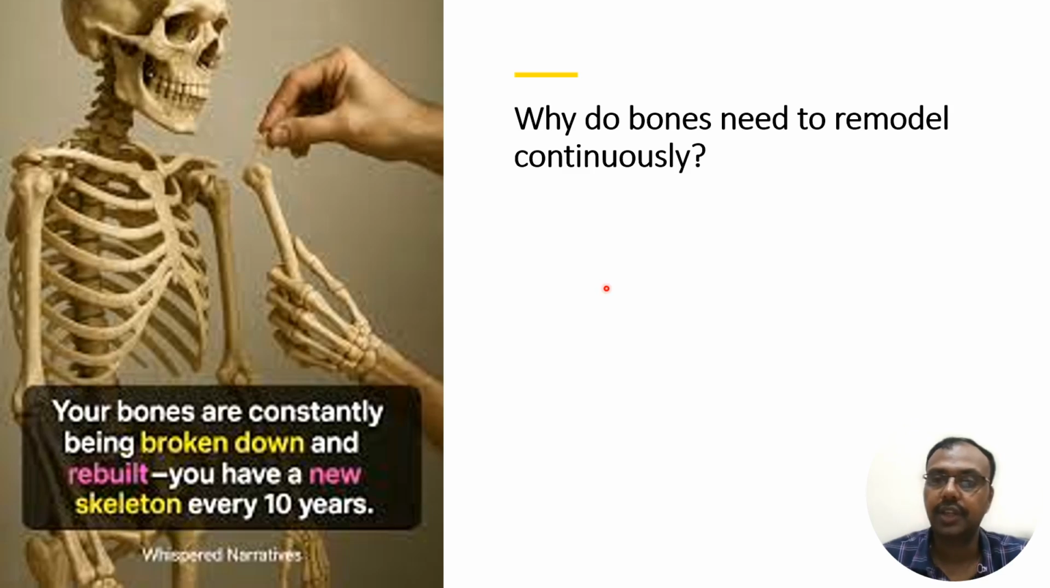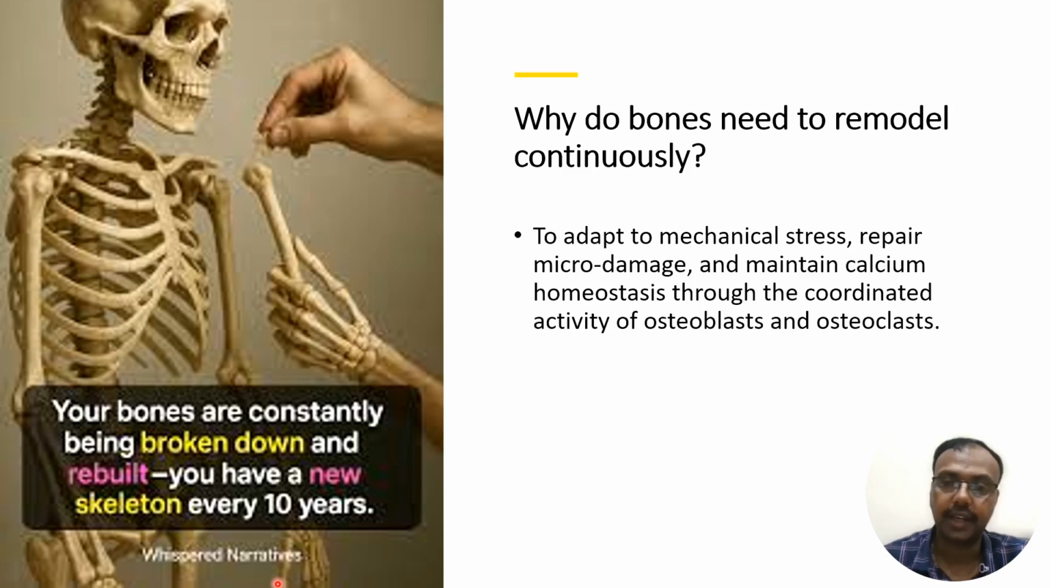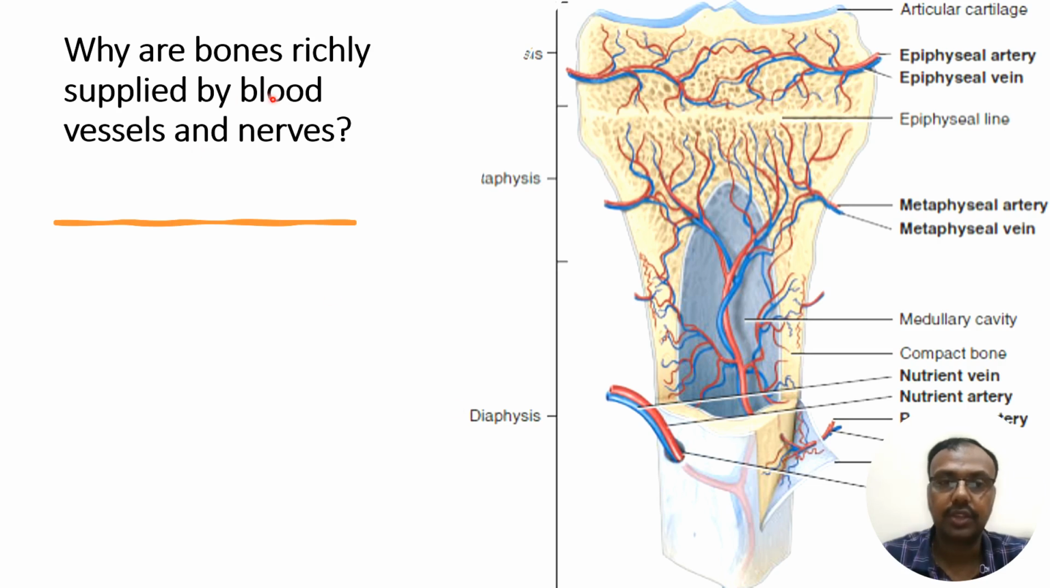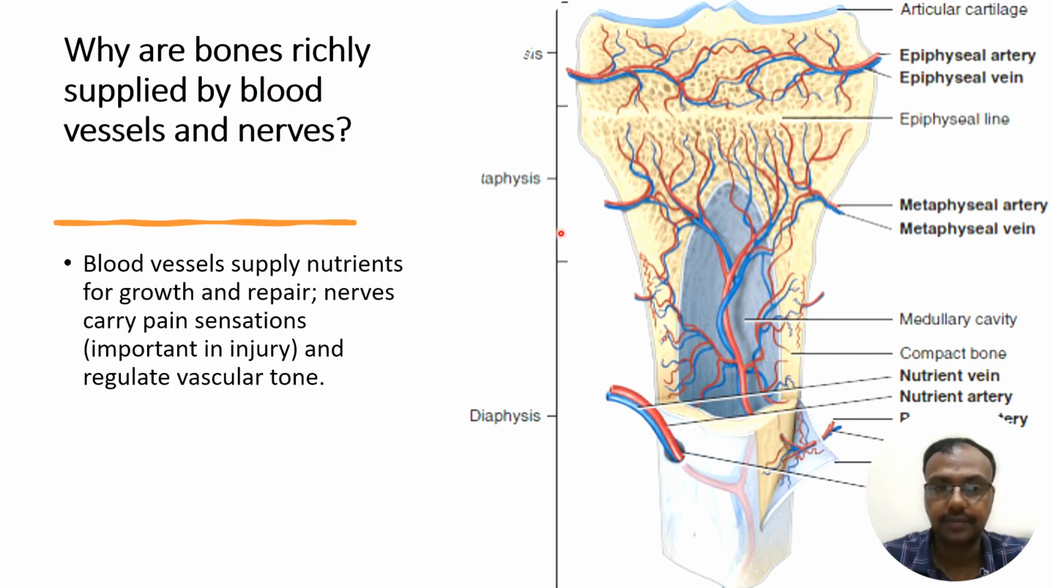Why do bones need to remodel continuously? To adapt to the mechanical stress, repair micro damage, and maintain calcium homeostasis through the coordinated activity of osteoblast and osteoclast. Osteoblast produces the bone, osteoclast removes the bone. Why are bones richly supplied by blood vessels and nerves? Blood vessels supply nutrients for growth and repair. Nerves carry pain sensations, that is important in injury, and regulate vascular tone.